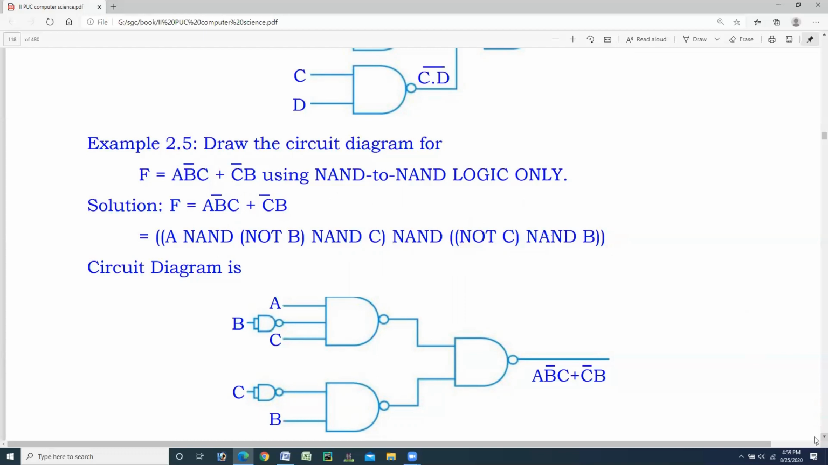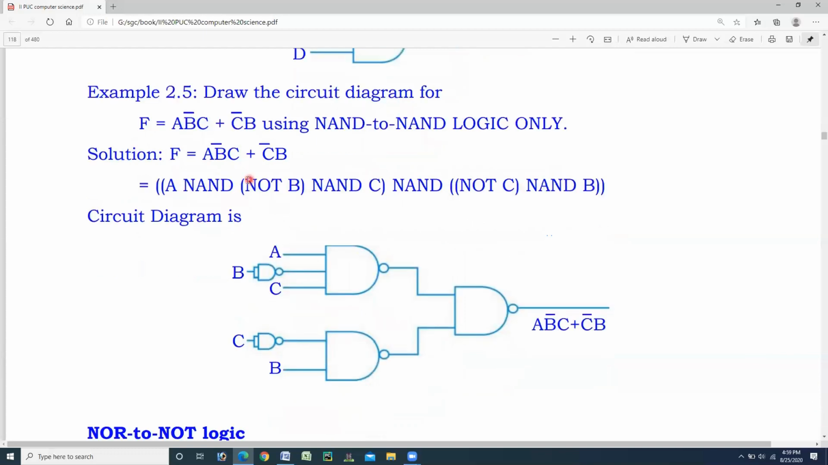See, for the first one, A is an input for the NAND gate, fine. Then not B is there. You write it using NAND only. That's why the NAND gate's common input is B. Then what you will get is B complement.